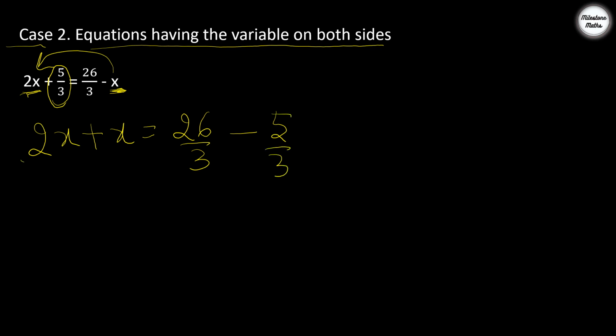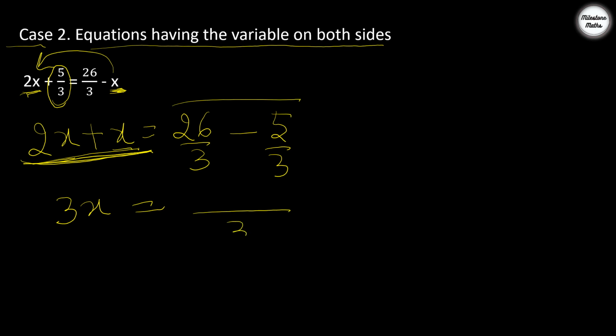Right. Now 2x plus x, you know 2x plus x is 3x. When you are adding, it's like 2 pencils plus 1 pencil, so it is 3 pencils, right? Like 2x plus x means 1x, so it is 3x. Now we have to solve this. So we'll take the LCM, and this is 26 minus 5 and this is 21 by 3. So 21 by 3 means 3 sevens are 21.